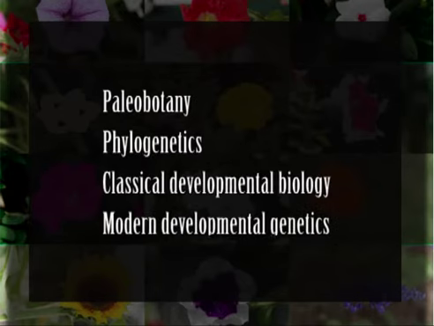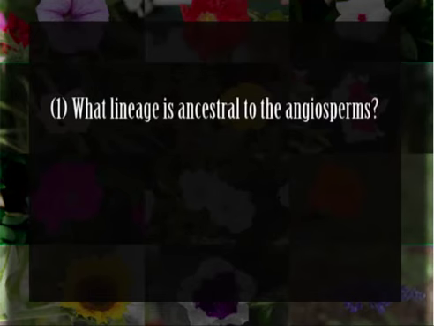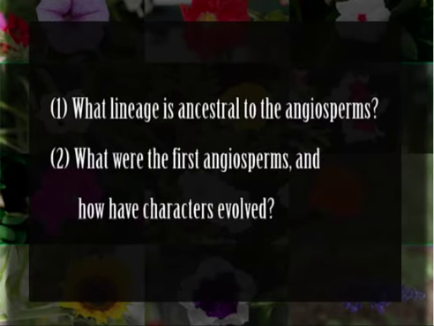Through contributions from paleobotany, phylogenetics, classical developmental biology and modern developmental genetics, tremendous progress has recently been made in elucidating the origin and diversification of the angiosperms. Fossils have contributed a lot. Paleobotany has at least three crucial roles to play in resolving the origin and early diversification of flowering plants and addressing the following questions, which include: what lineage is ancestral to the angiosperms? What were the first angiosperms and how have characters evolved?